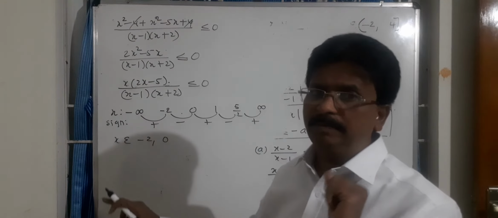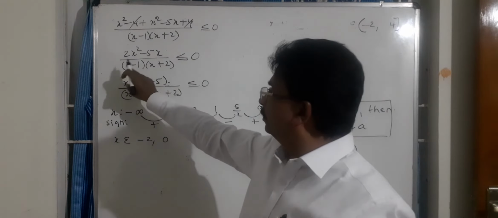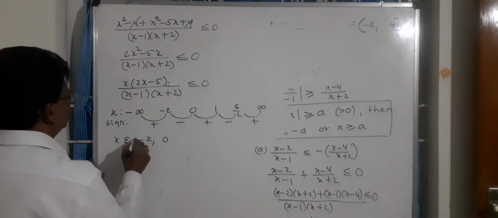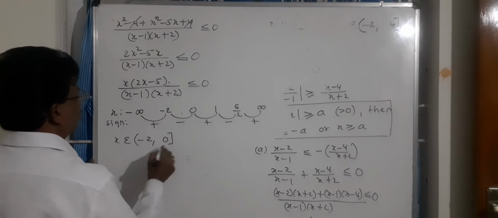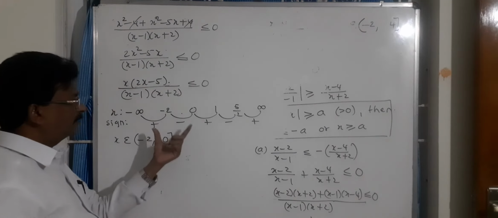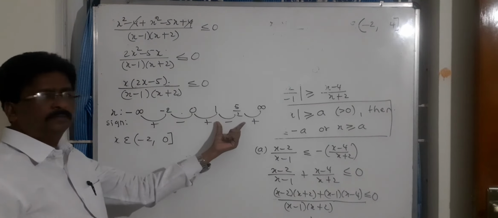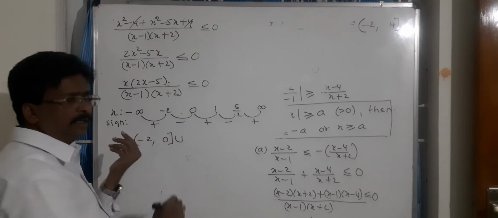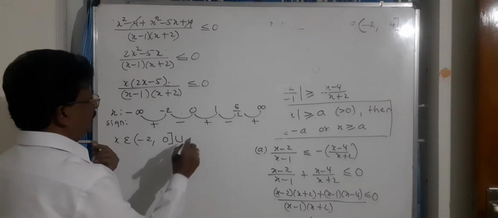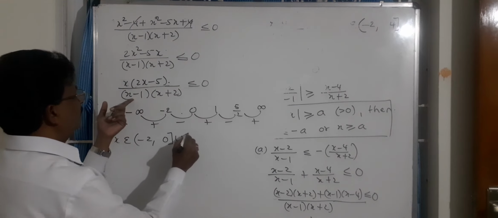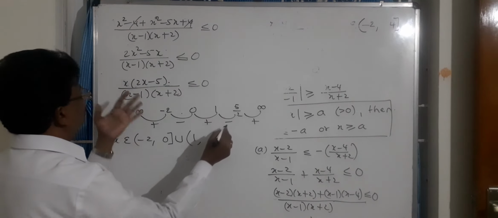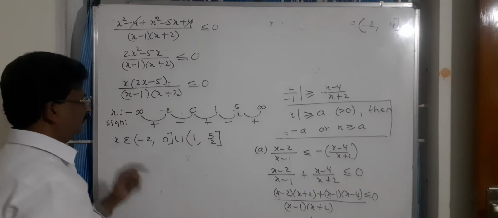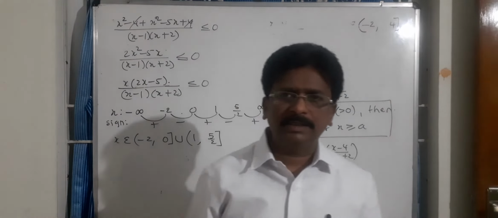1 also should not be included. 0 can be included, and 5 by 2 you can include. So minus 2 should not be included, 0 can be included. Again the interval is broken and starts from another number, 1 to 5 by 2. Therefore we have to put the union, and 1 should not be included, so open bracket; 5 by 2 may be included. So 5 by 2. This is the interval for case A.